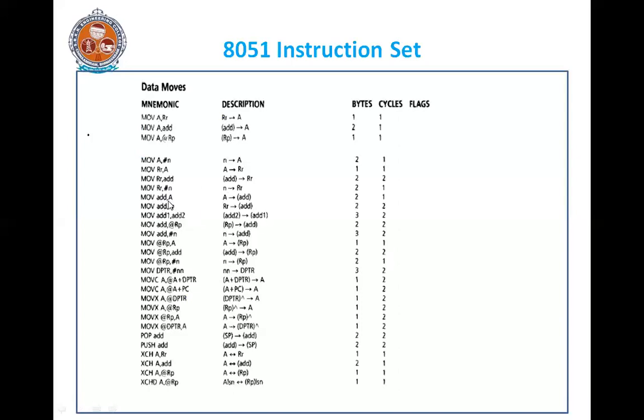Similarly, MOV add, A. So the accumulator register data will be moved to the label add. These are certain other example instructions for the move.